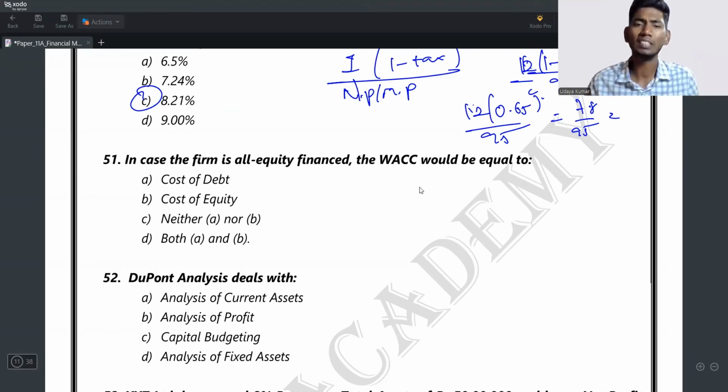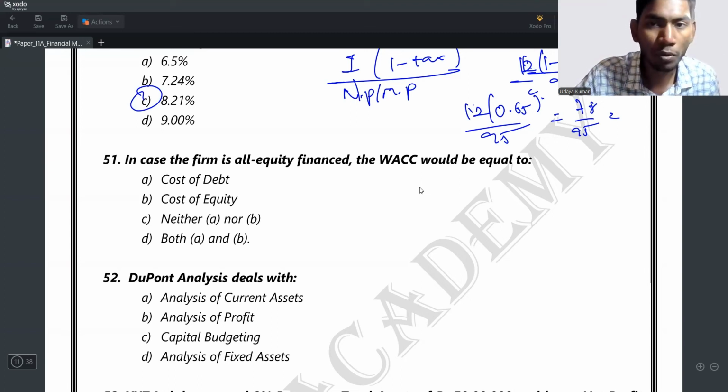Cost of equity. As I told you, there is no other debt component, no debentures or preferential capital or any other term loans, right? So the only financing we have used is equity. Then the weighted average cost of capital will ultimately be the cost of equity, right? So for question number 51, the answer is B.